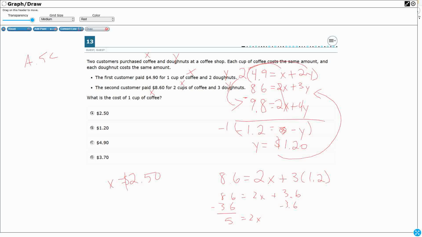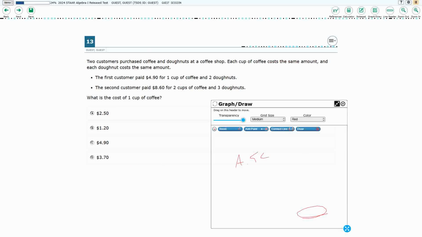$2.50. And I could have plugged it into the other one. I can plug both my 120 and my 250 into either equation just to verify, but they are going to work. So that is our answer A.